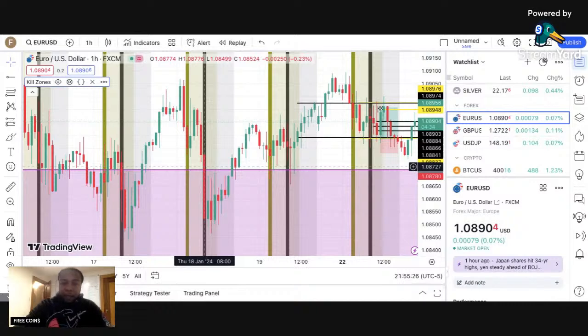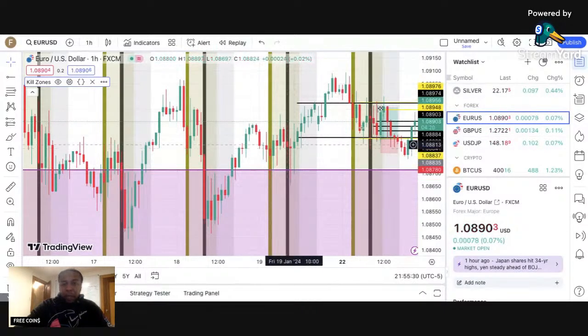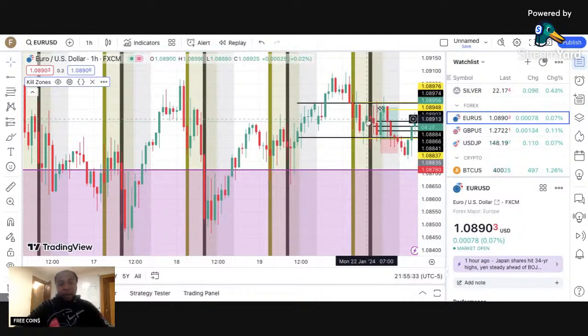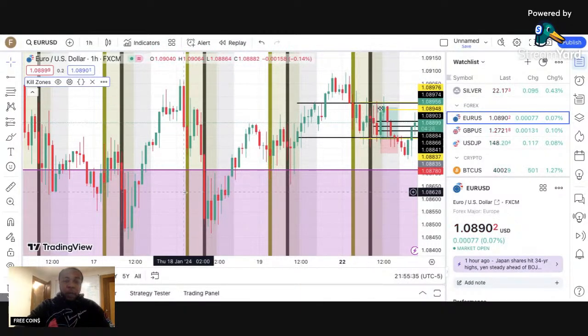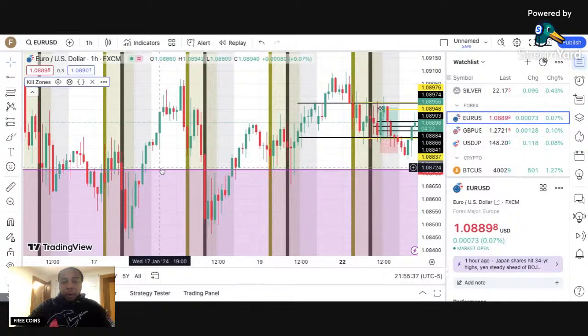Red candle right here, 8 a.m. in the morning. This red candle right here, 8 a.m. in the morning. This red candle right here, 8 a.m. in the morning. So I know that already. So I know when I first wake up in the morning, I can see when the market started moving.